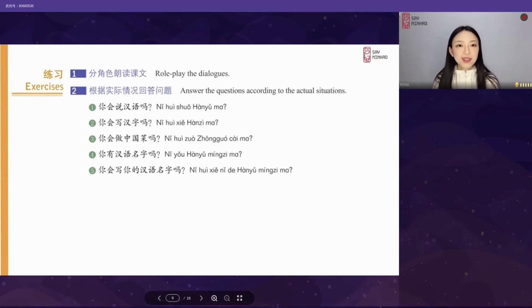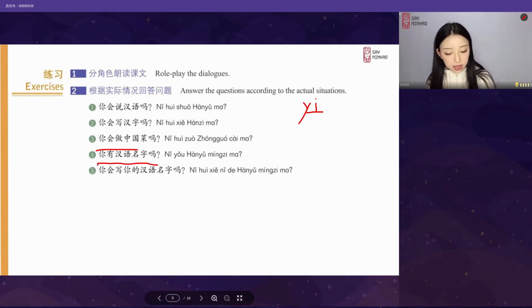Okay, I believe most of you can write. Even if some of you think that you can't write, you can still write 一, right? 一 in Chinese. So, 我会写汉字 or 我不会写汉字. In this sentence, we are using the 会 structure. Okay, next one. 你会做中国菜吗? Okay, the answer is 我会做中国菜 or 我不会做中国菜.